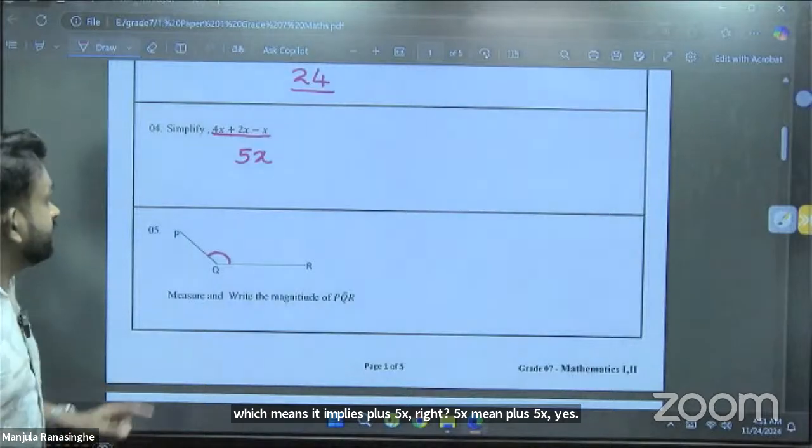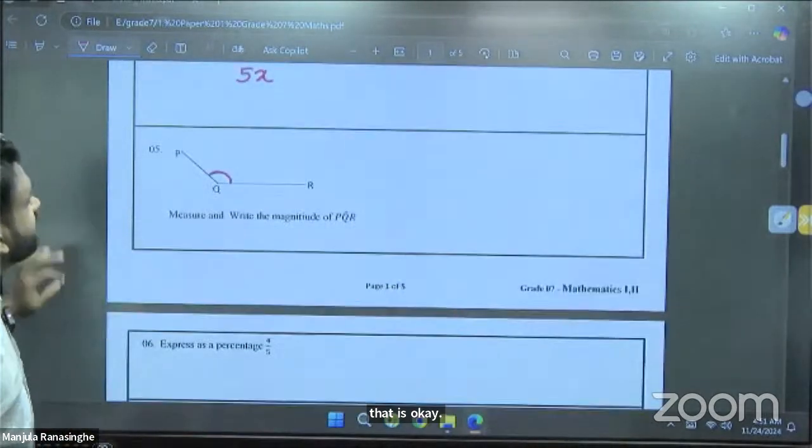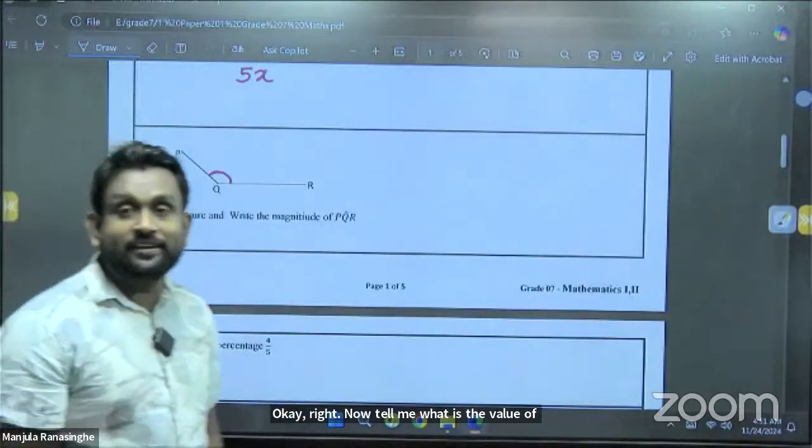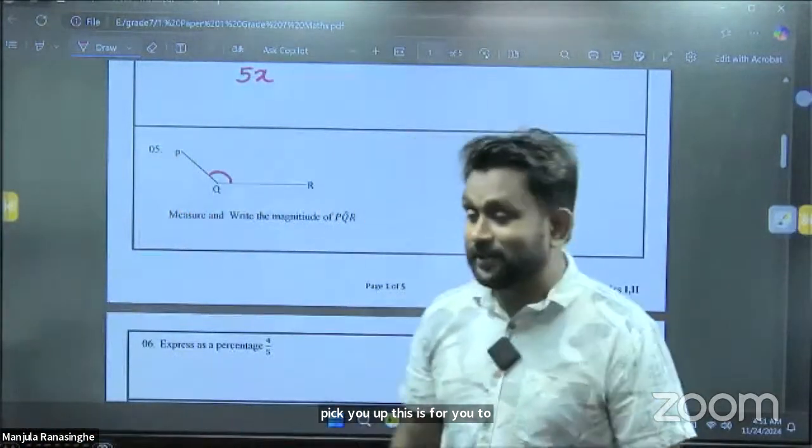Okay, right. Now tell me what is the value of PQR. This is for you to do, right? Your answer. I cannot measure here.